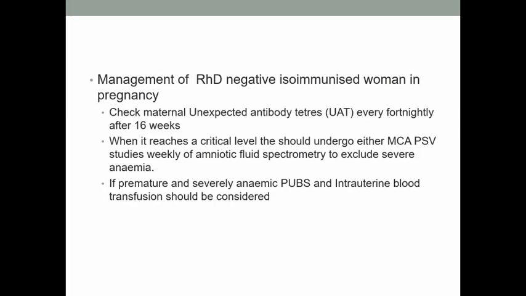So what we do is, we check if the mother is iso-immunized. If the mother is Rh negative and we know that she is iso-immunized in pregnancy, we check a thing called unexpected antibodies, right? Unexpected antibody titer. Now that is done every fortnight after 16 weeks. And when it is reaching a critical level, we do this middle cerebral artery peak systolic velocity or amniotic fluid spectrometry. Either of those two we will do.